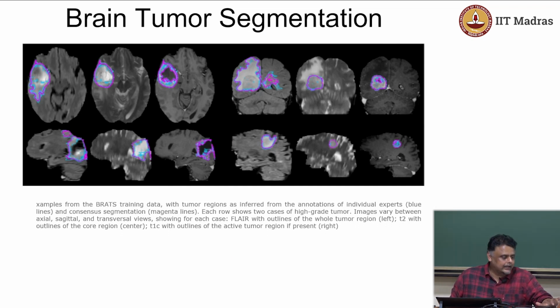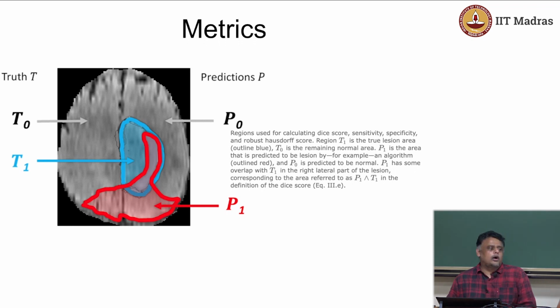Second, how do you define correctness? So in this case, this is an example. The blue curve is the correct answer. The red curve is what my algorithm figured out. So how correct is this? What is the measure? There are two things.